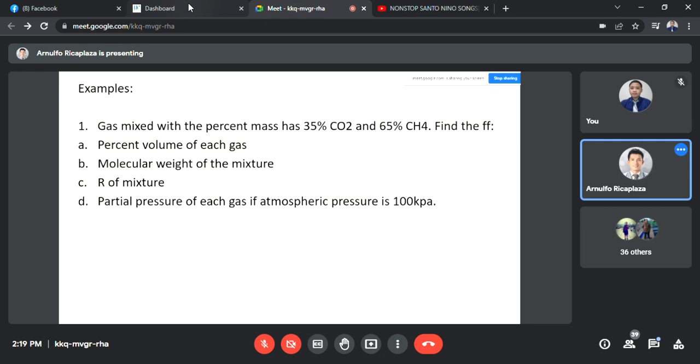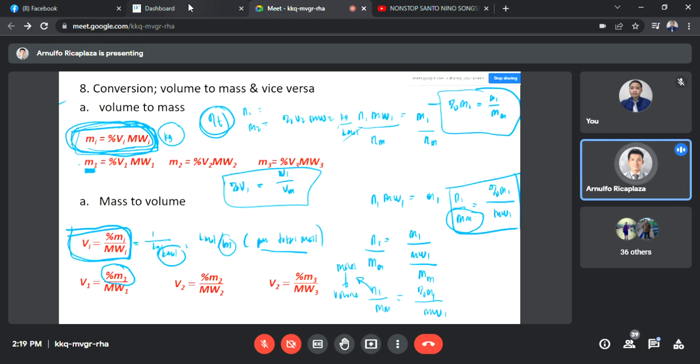Okay, so ayan, I think mao ra man ni dito, for the gas mixture. Okay, so let's have the example. Or do you have any concern ba sa questions or discussion about the gas mixture?